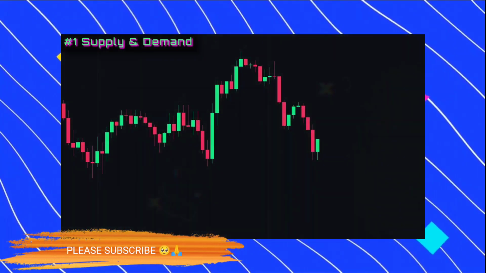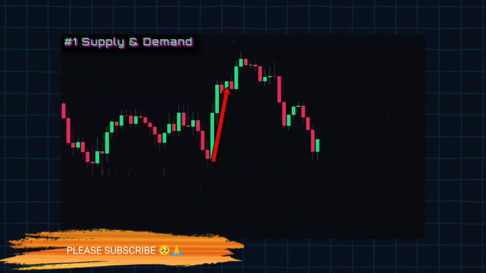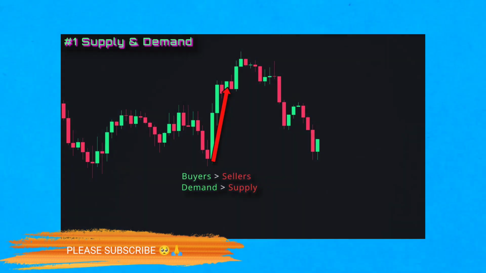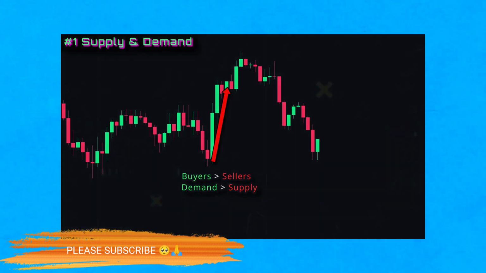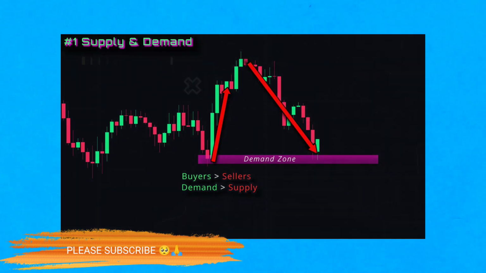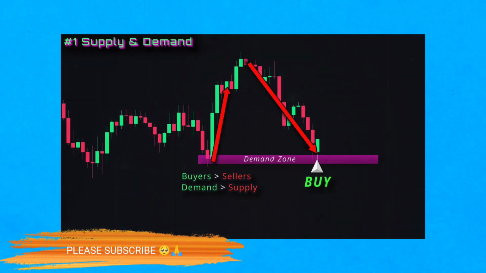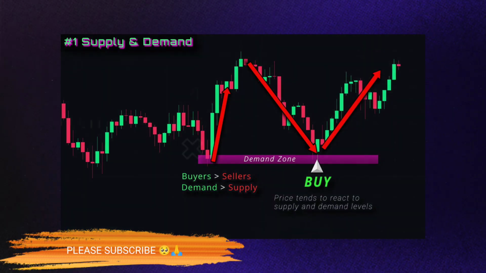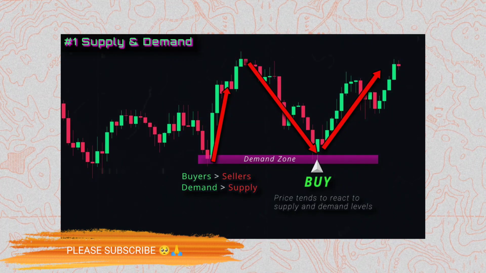Here's one example. In this chart, we can see that the price pushed upwards, indicating that there are more buyers than sellers at this level, meaning the demand at this level exceeds supply, which is why the price went up. Because of that, we can draw a demand zone at this level, right before the price went up. Next, as the price approaches the demand level once again, supply and demand traders can use this same key level as a possible buy entry, because price tends to react to these supply and demand levels. If the price were to rebound upwards after hitting the level, they would have made a profit. This is just one example of how traders could capitalize on the supply and demand zones.